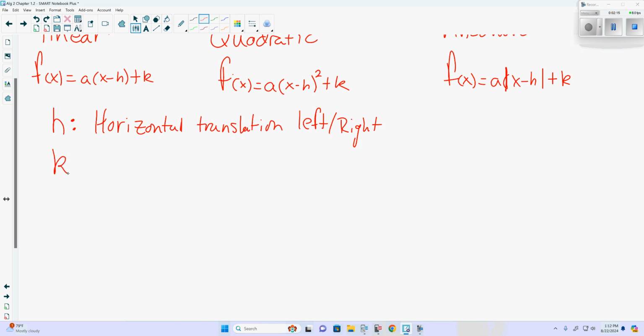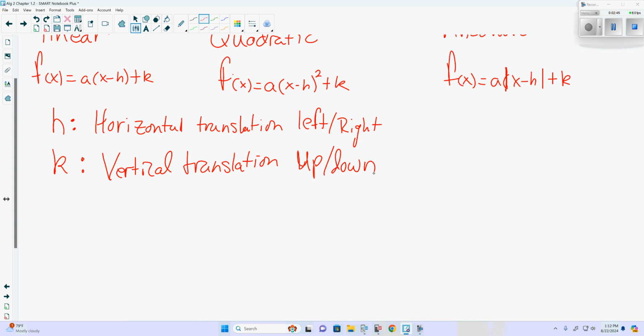K is our vertical translation. This is one that moves it up or down. Now, the nice thing with vertical is the amount that it moves is exactly what it looks like. If it's plus 3, it's up 3. If it's minus 7, it's down 7. Just like what it looks like. It tells us exactly what it is.